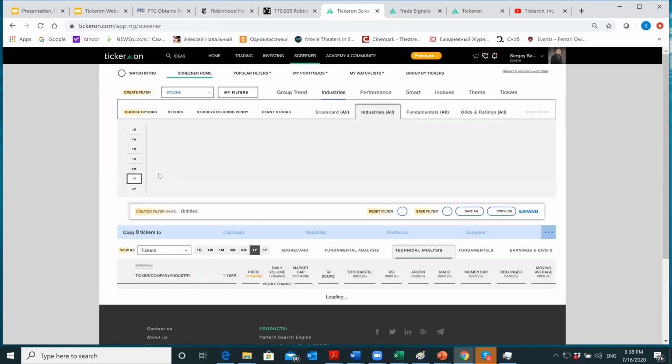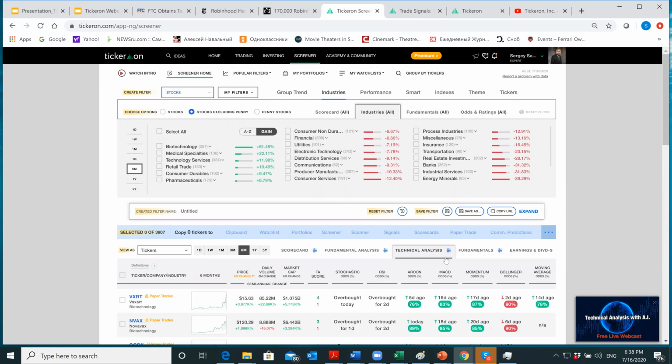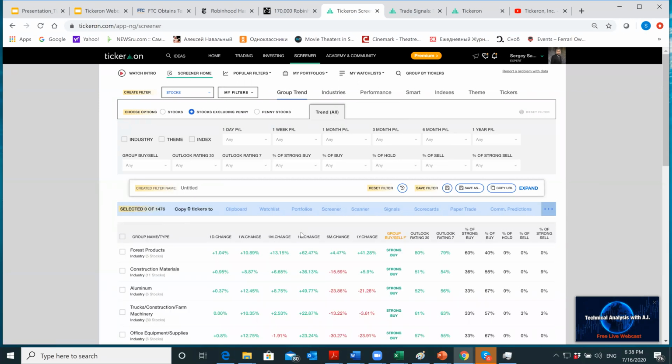In the screener, as you can see, we have all industries here, and we can analyze how they grow within years, 6 months, and these are the data. But I'm going to go here, group trends. It has the ability to look at industries, themes, and indices. So what it gives me is the following. Up to this point, green means what? 1 day change, 1 week change, 1 month, 1 quarter, 6 months, 1 year.